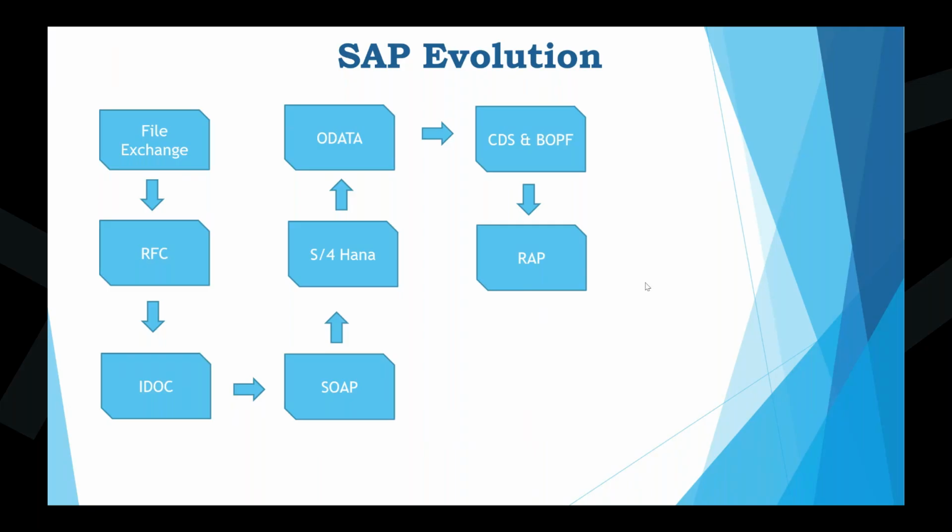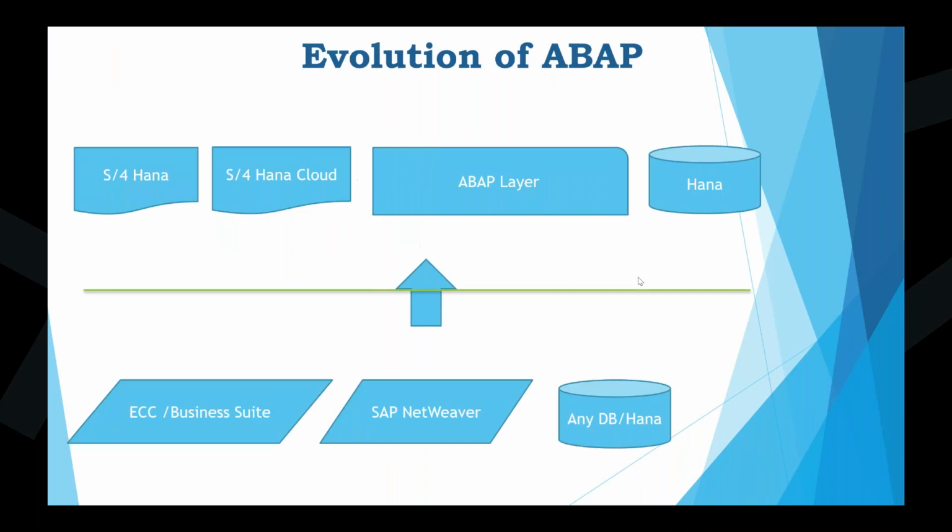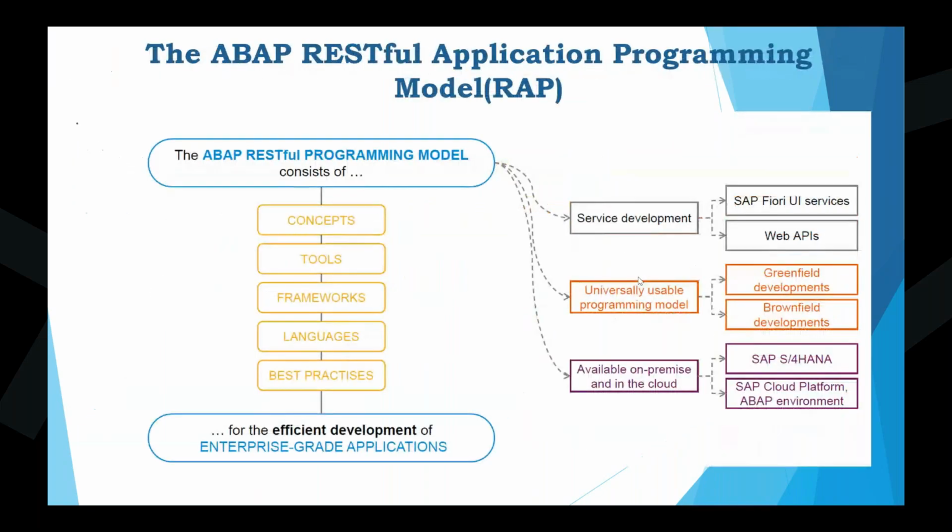Okay. So RAP is the future of our architecture. What does RAP bring us? RAP is a methodology from SAP to develop ABAP applications. It contains the concepts, best tools, best frameworks, best languages and best practices. SAP has combined all of these and developed RAP. It is helpful for the efficient development of enterprise-grade applications.